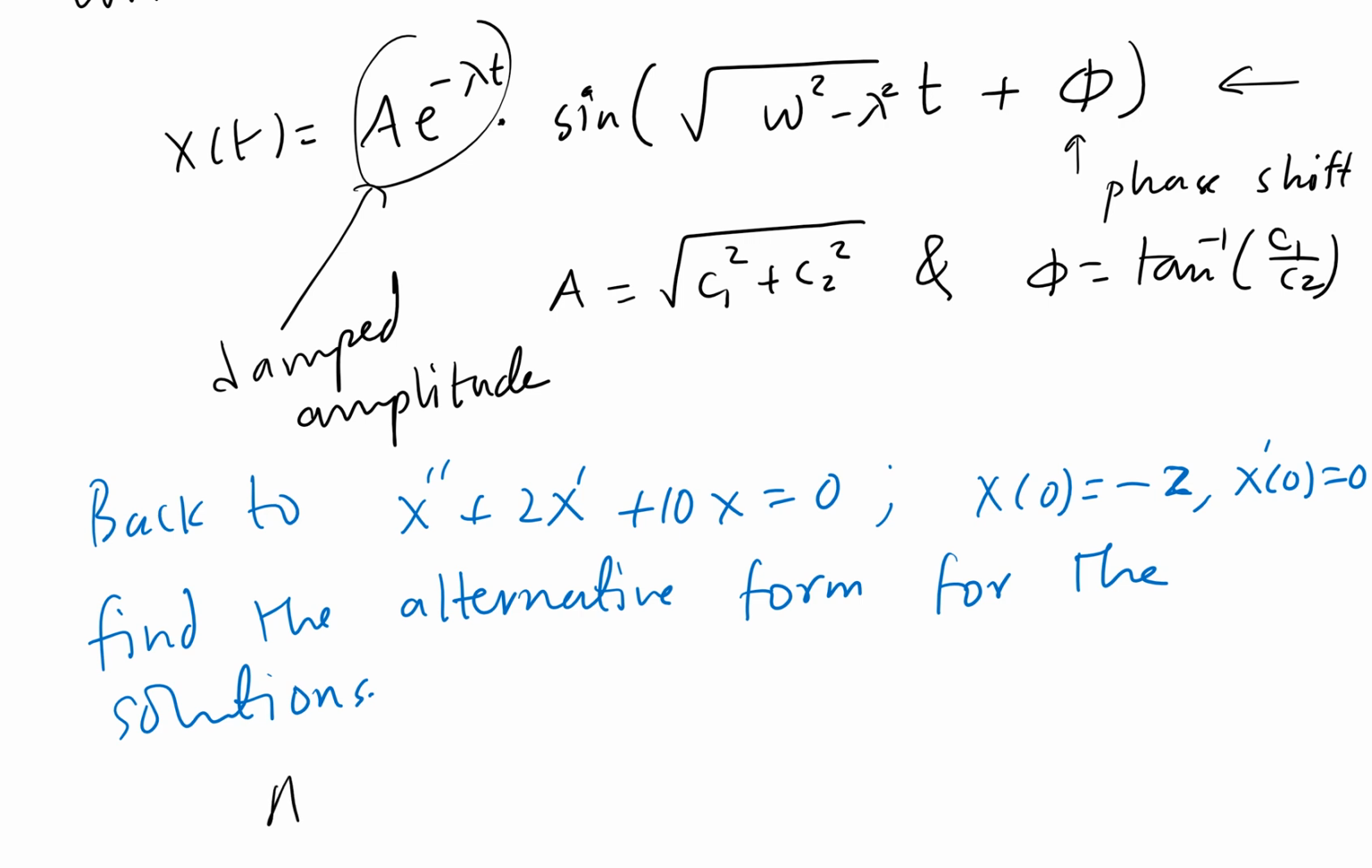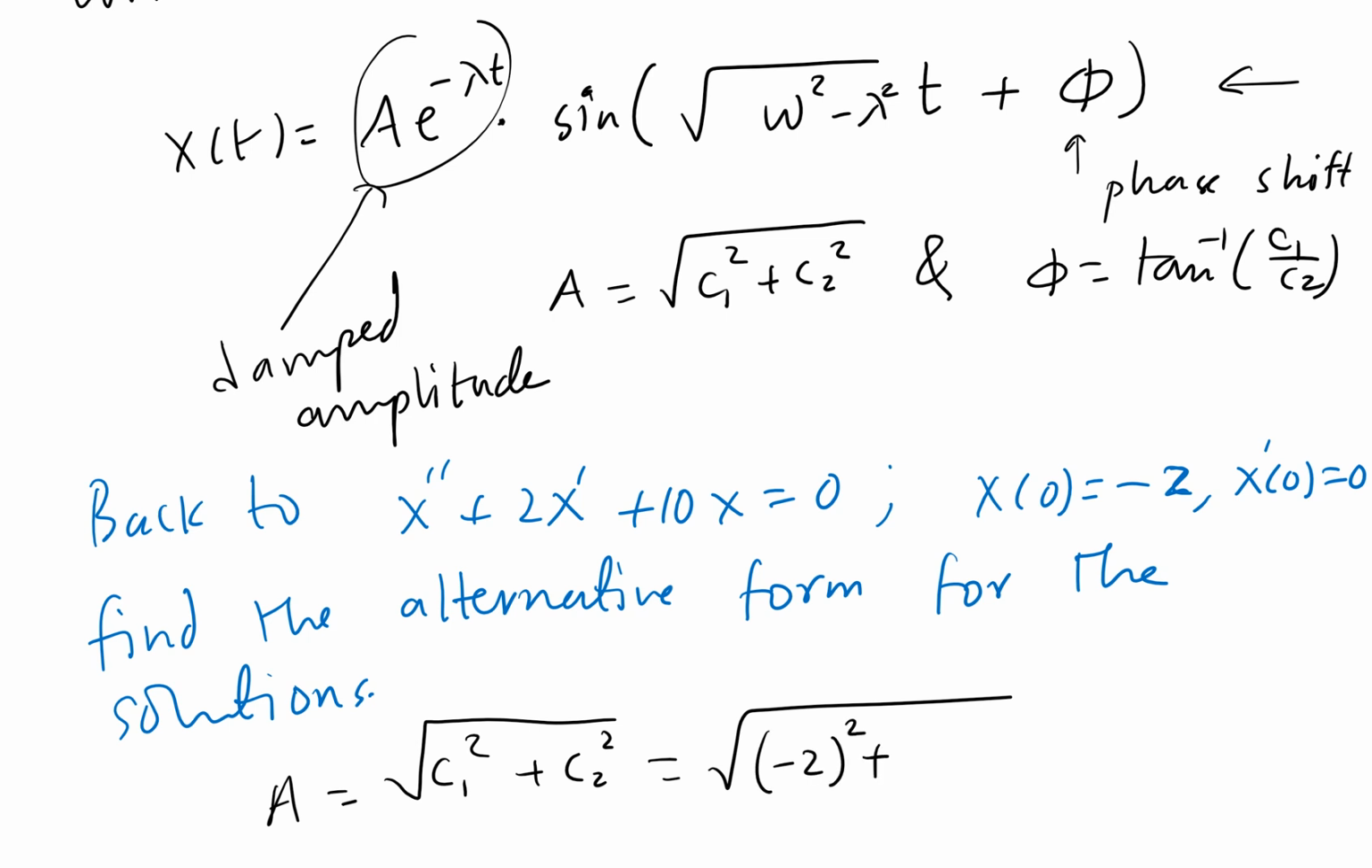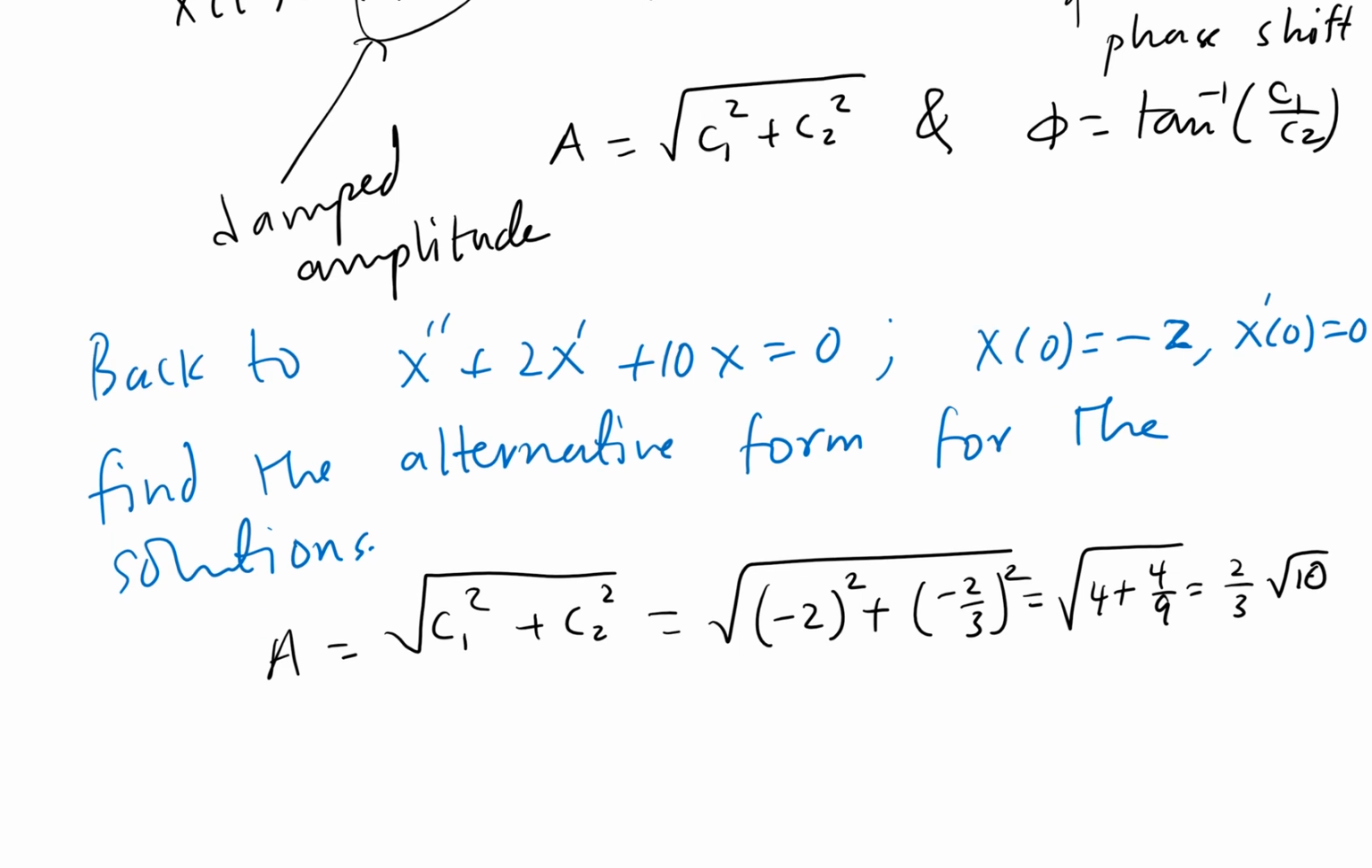So to find A, we already had c1. Remember, c1 square plus c2 square that we found earlier in the previous solution. c1 was negative 2 squared, and the other one negative 2/3 squared. That's 4 plus 4 over 9. Take a 4 out as a 2, and the 9 as 3. That will leave 1 plus 9, 10. So A is 2/3 times the square root of 10.